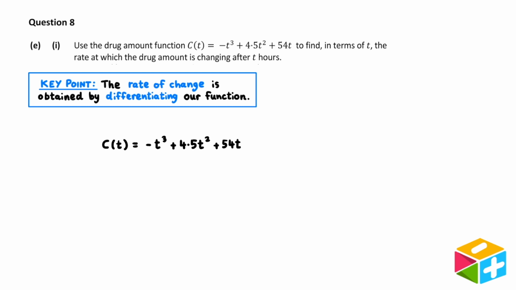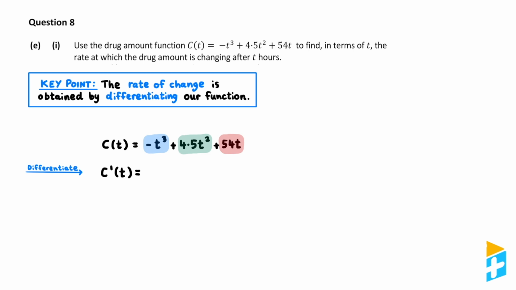Our function is c of t is equal to minus t to the power of 3 plus 4.5t squared plus 54t. To find our rate of change, we just need to differentiate this. Whenever we're adding or subtracting terms, we can differentiate each term individually. So we can tackle the three components here separately.